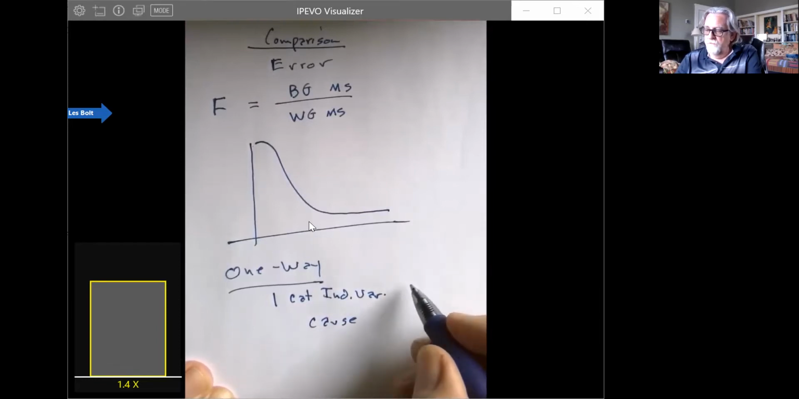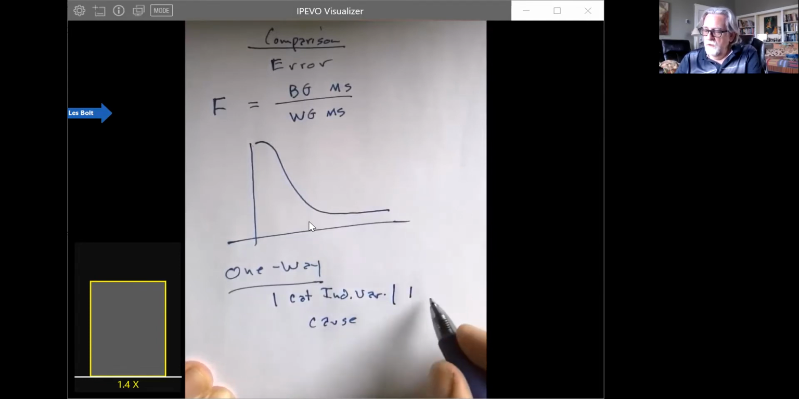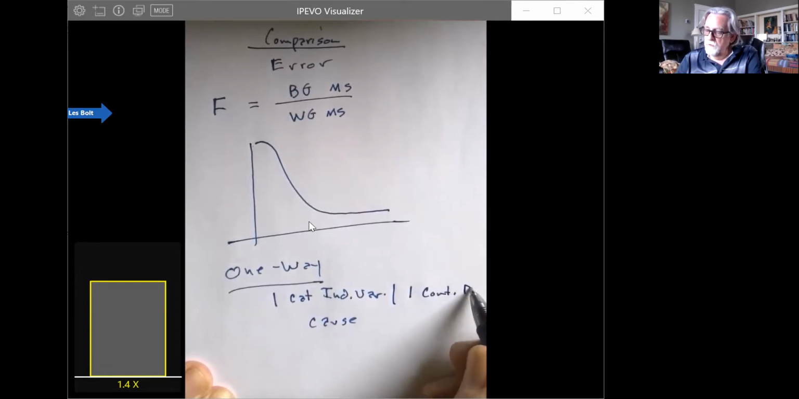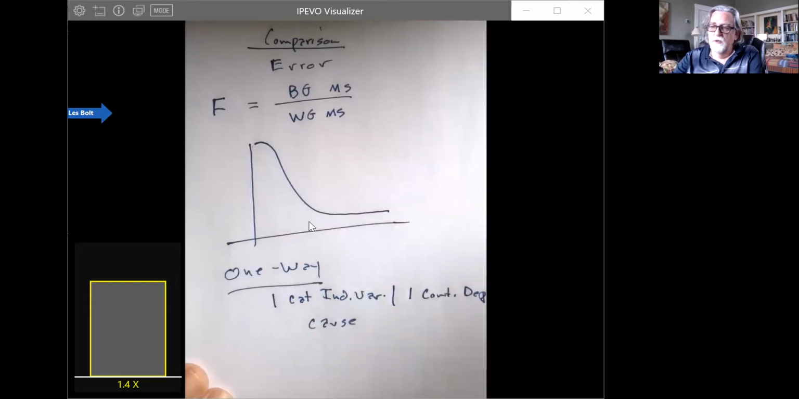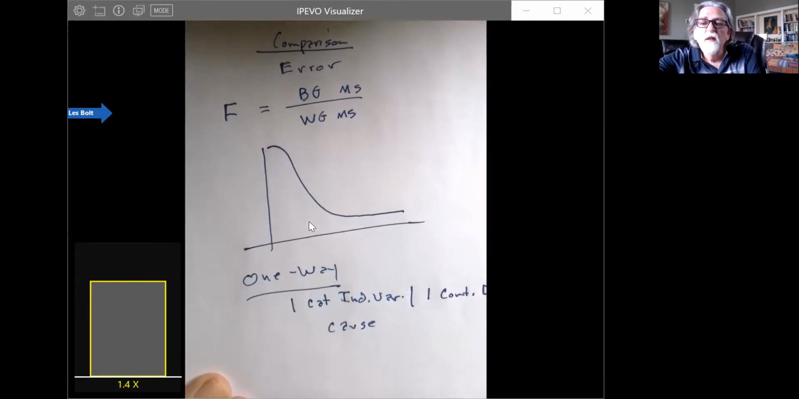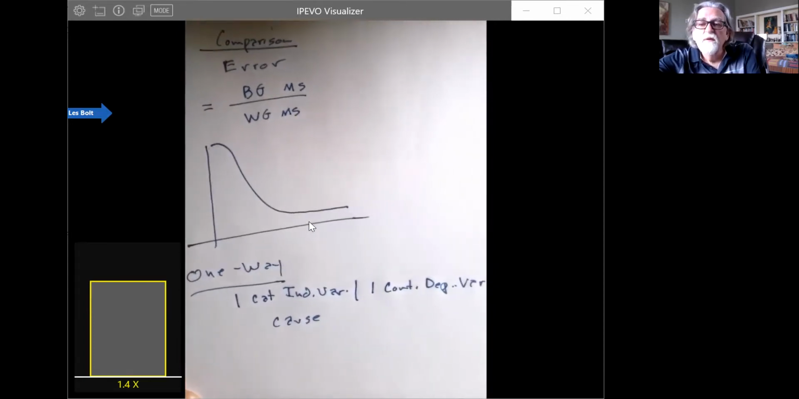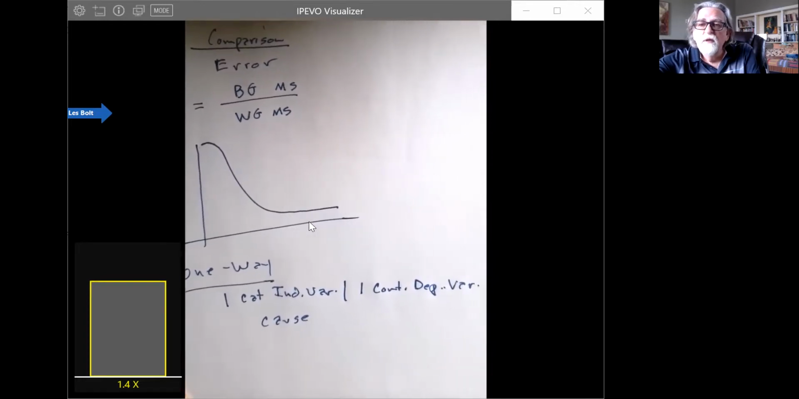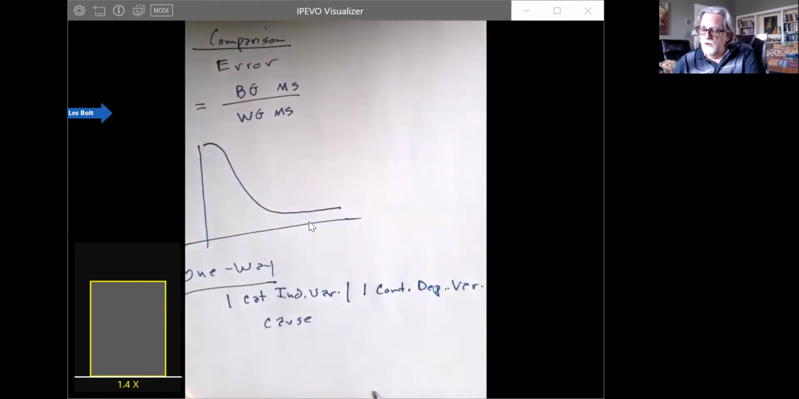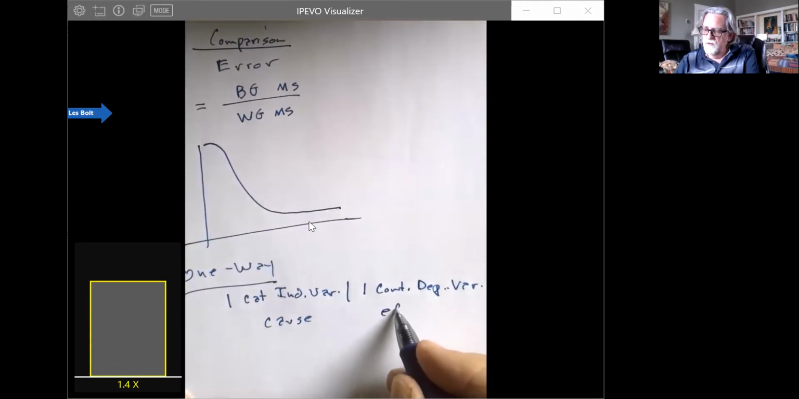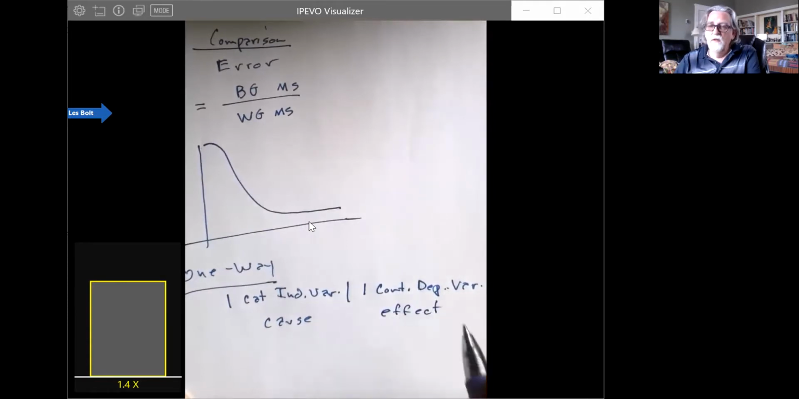And we have one continuous dependent variable, which we will call, in sort of a causal notion, the effect. And that's one way.